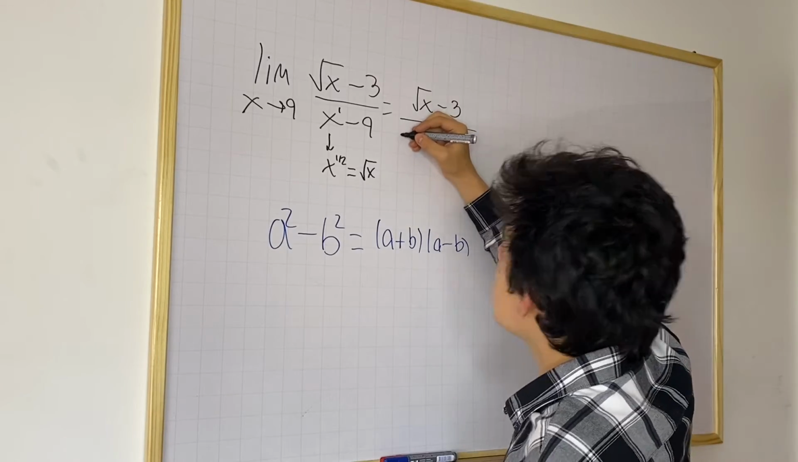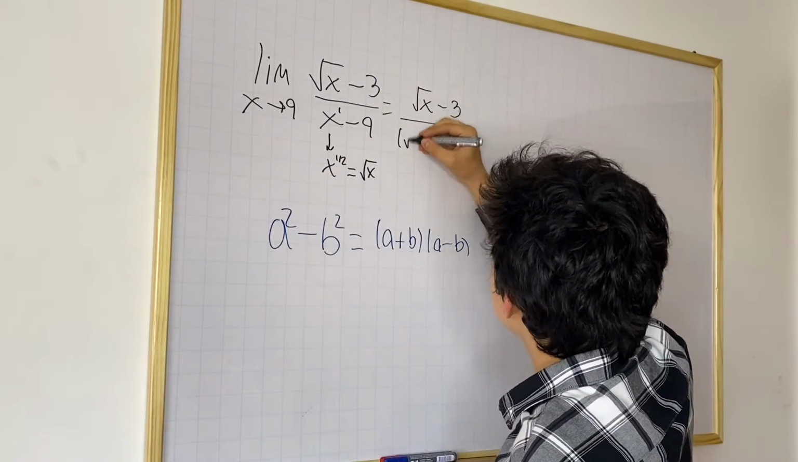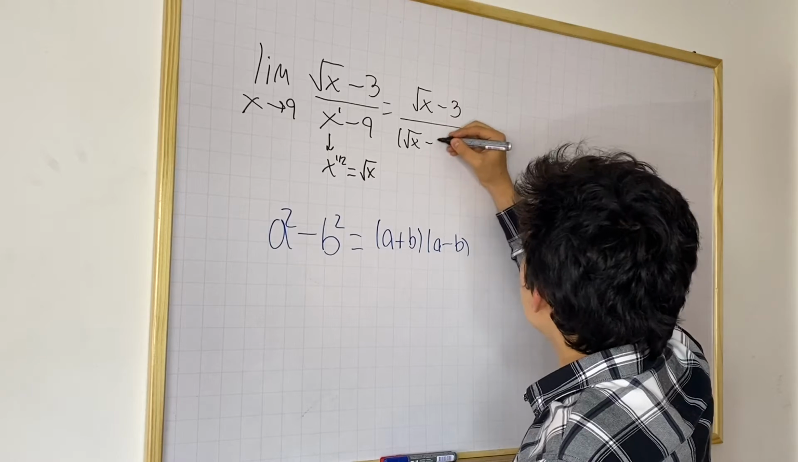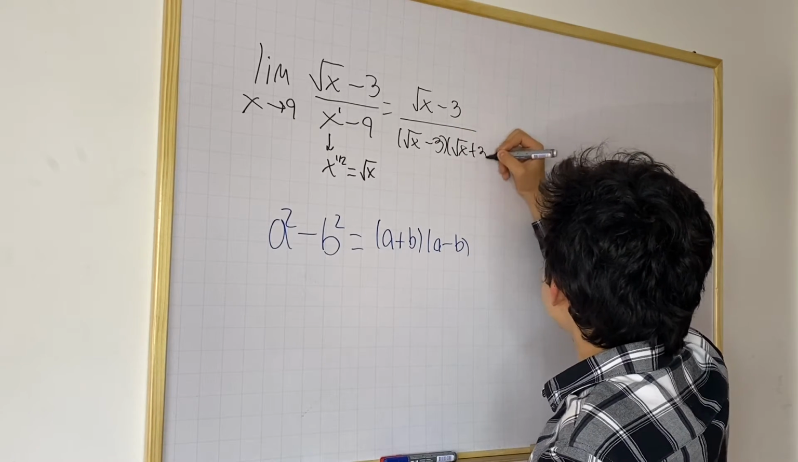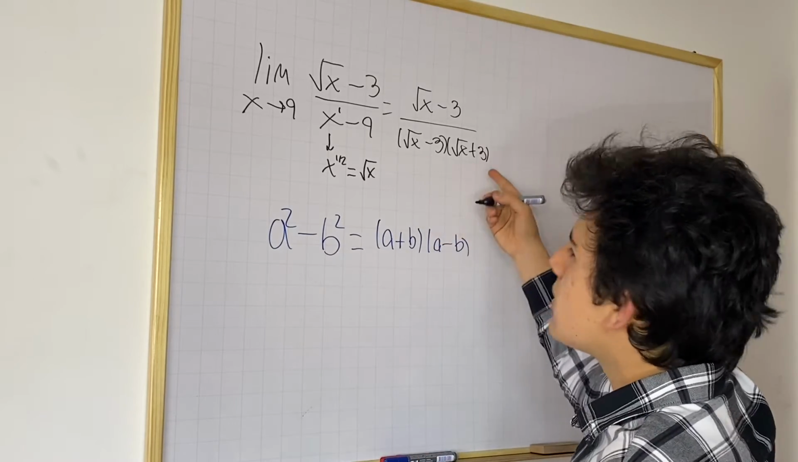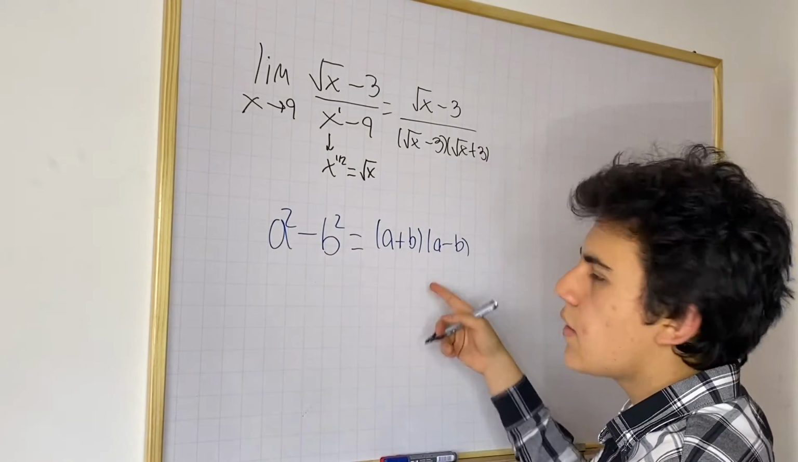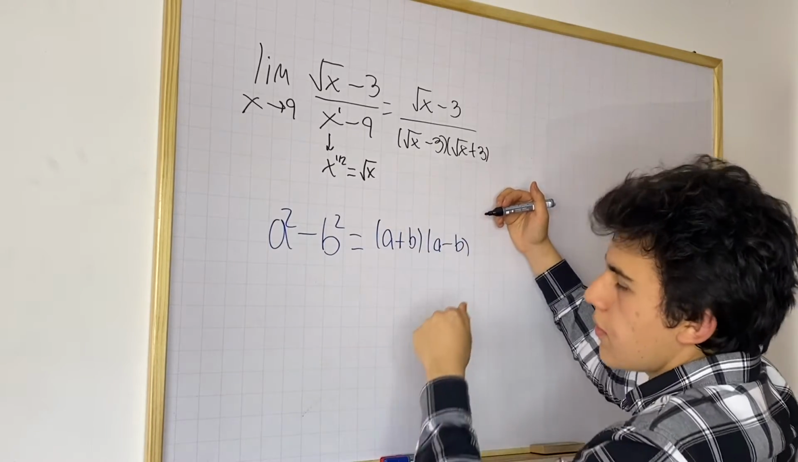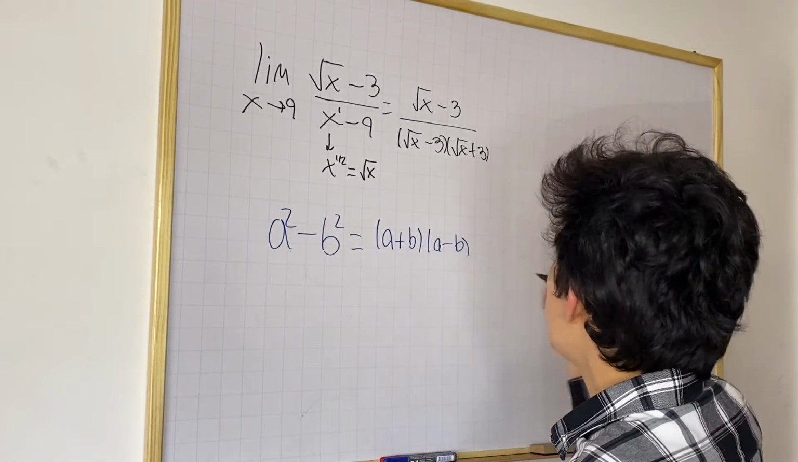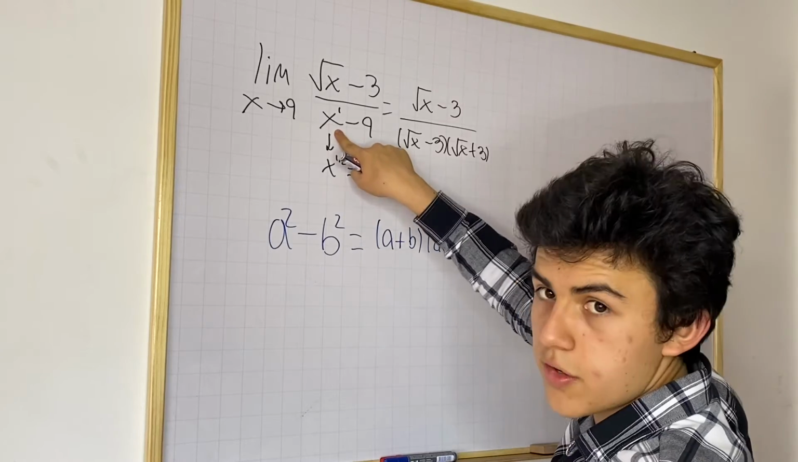And now here we get a difference of squares with this. So we say square root of x minus 3 times square root of x plus 3. If you see, this still satisfies the condition of a difference of squares, because if you multiply square root of x times the square root of x, the square roots go out, and once again you get x to the first power.